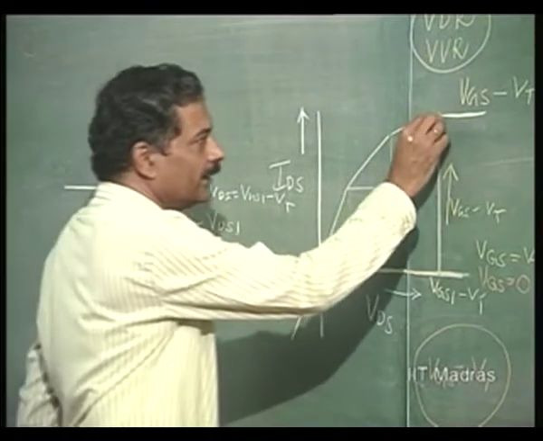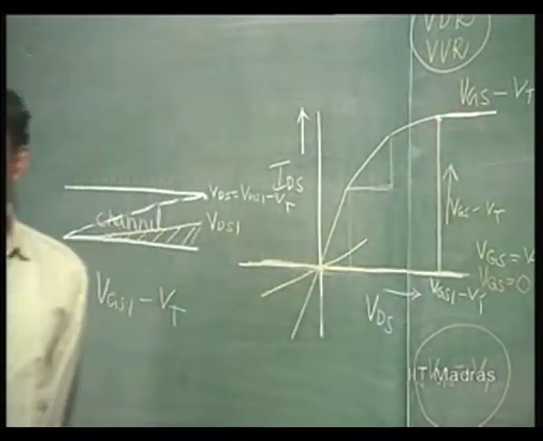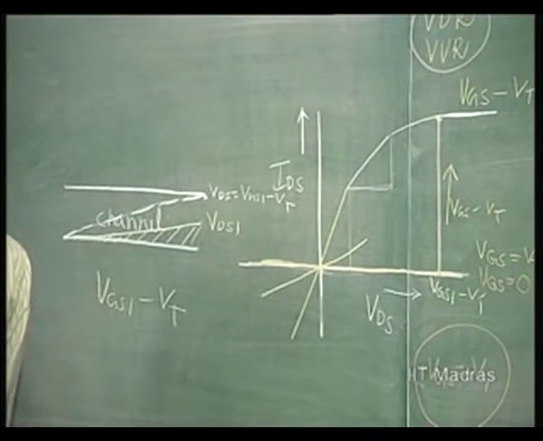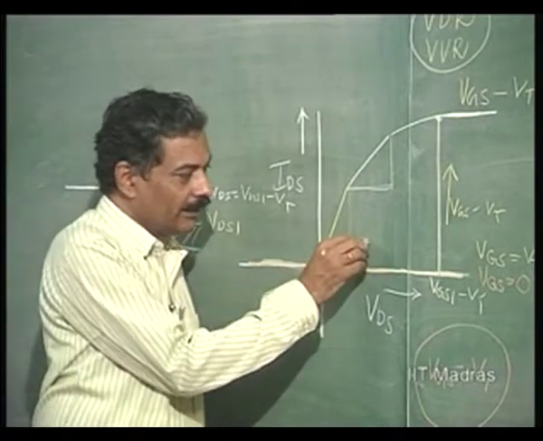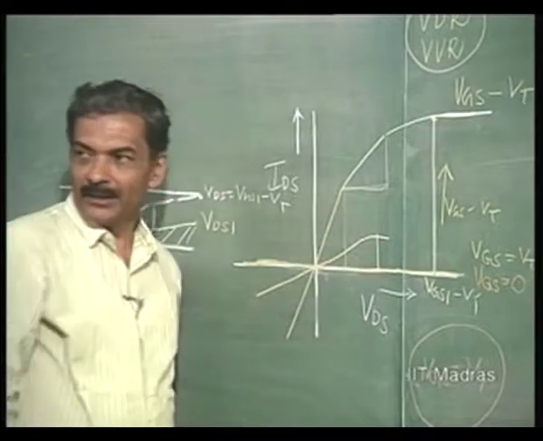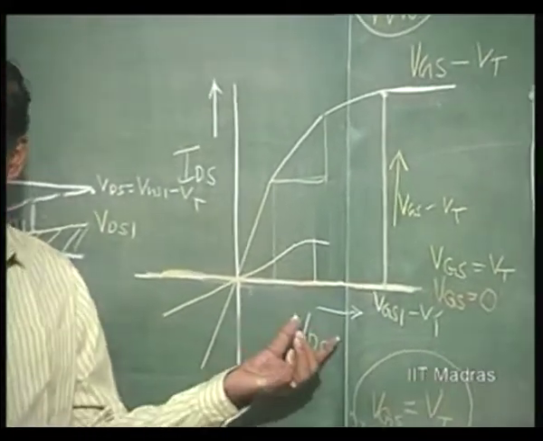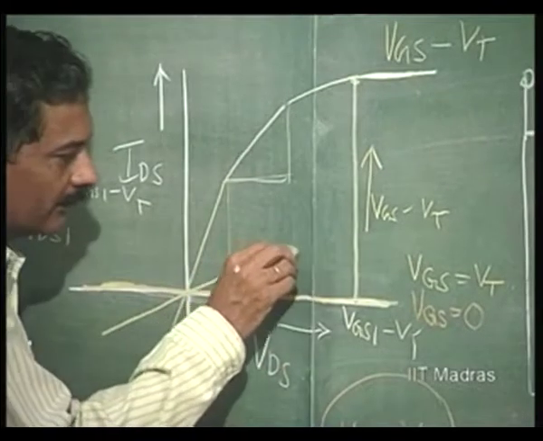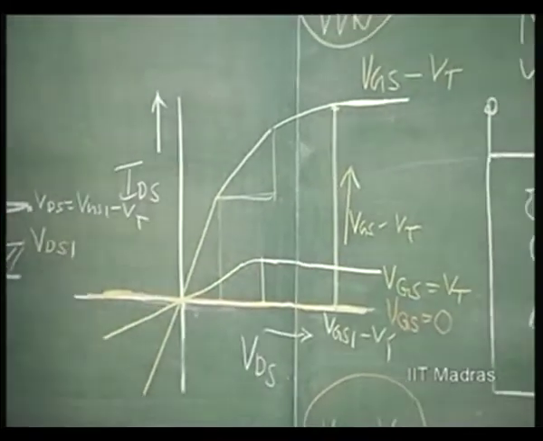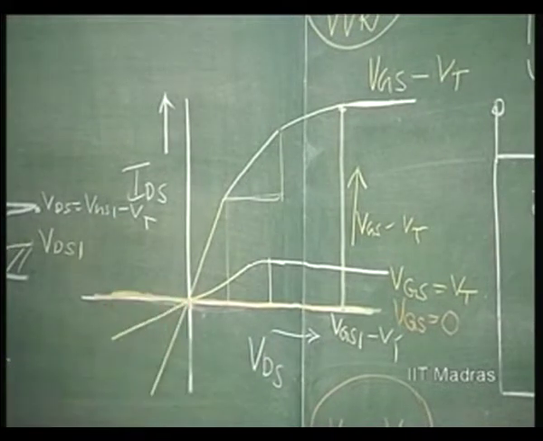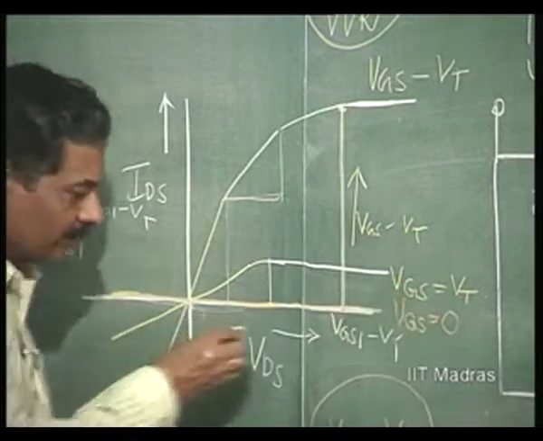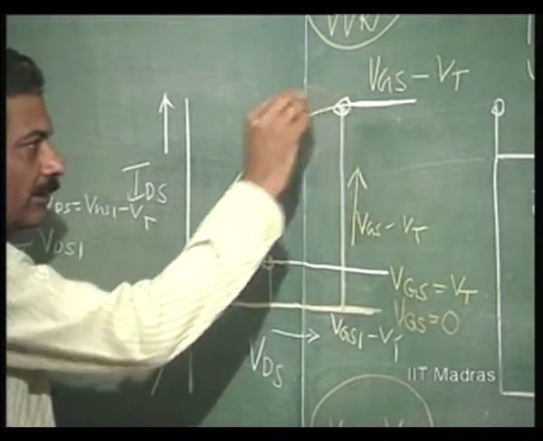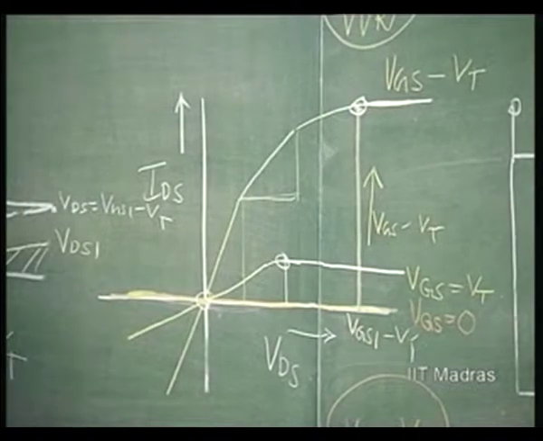So, current is said to reach its saturation value at this point. For a lower value of VGS minus VT, obviously the saturation occurs at a lower value of VDS. And for VGS equal to VT, saturation occurs at this point itself and the current is 0.